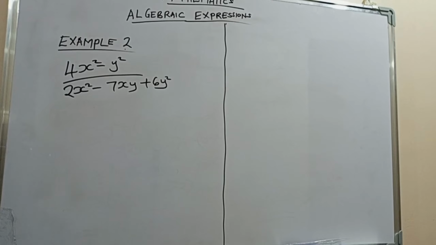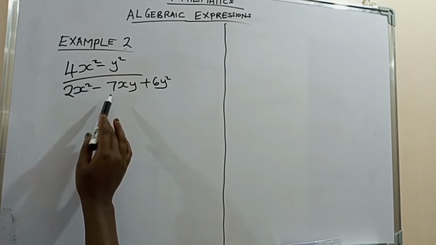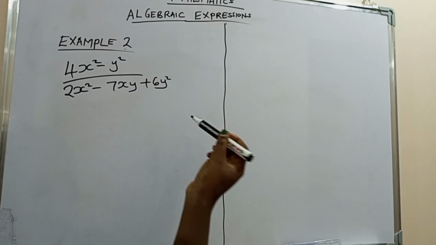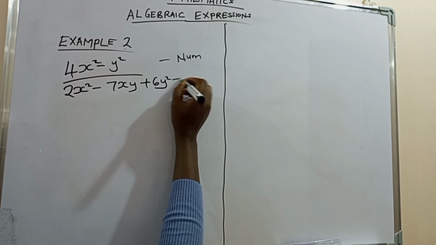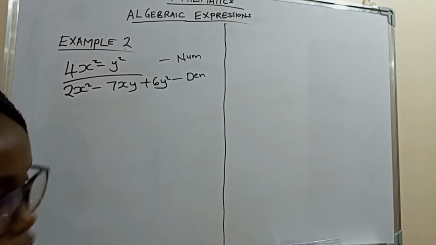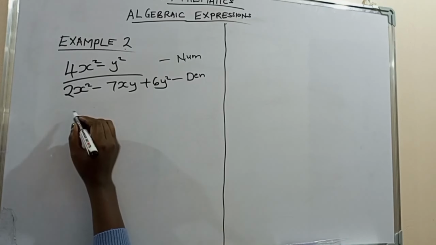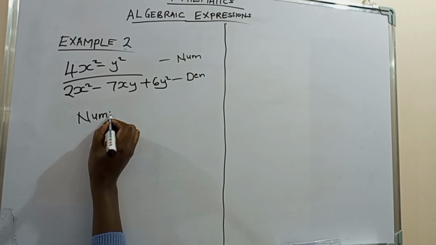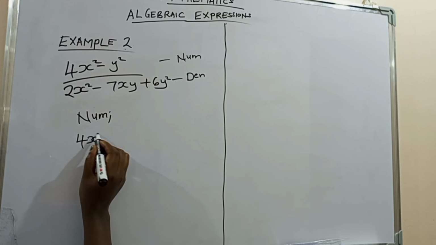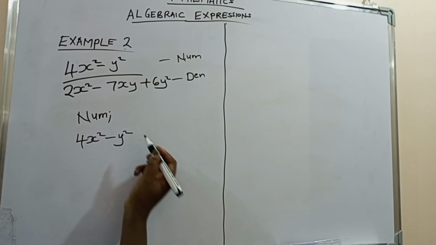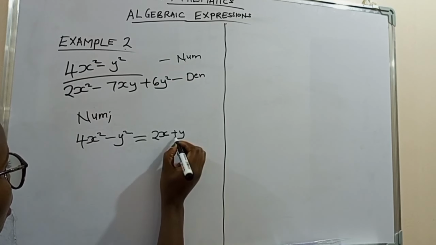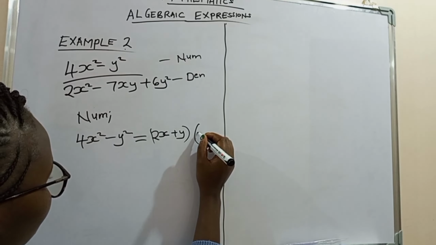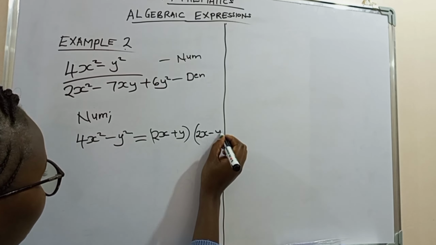So example 2, simplify 4x squared minus y squared divided by 2x squared minus 7xy plus 6y squared. So this is our numerator and this is our denominator. So we begin with the numerator, 4x squared minus y squared. This is equivalent to 2x plus y times 2x minus y.